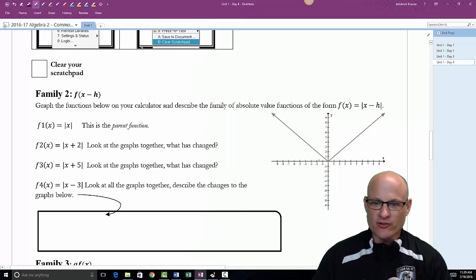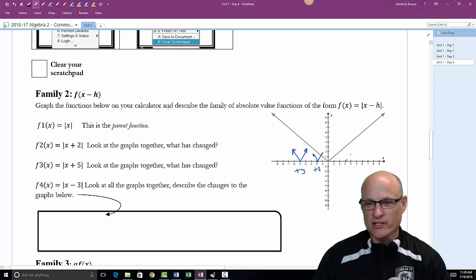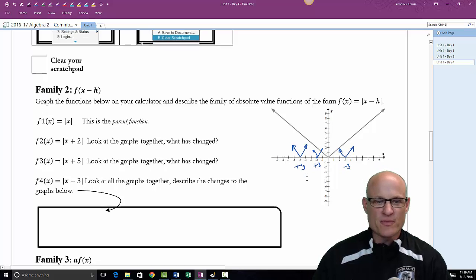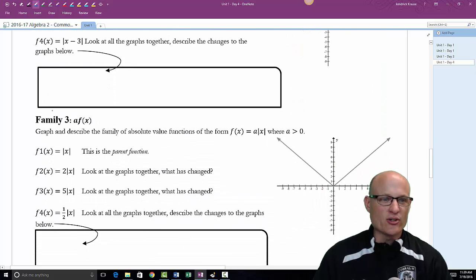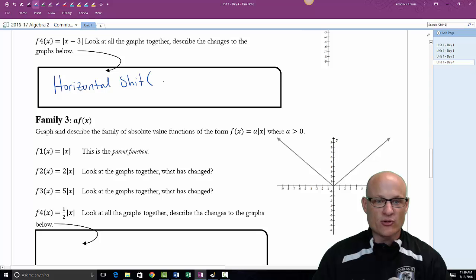So let's make sure we understand this. This is what happens when I do plus 2, plus 5. So this is with plus 2. This is with plus 5. It moved over here. And with minus 3, it moved to the right 3. So this is another, but this is a horizontal shift. So it's left or right.